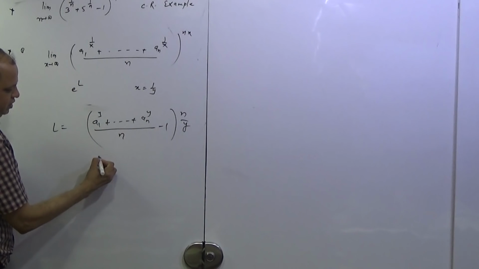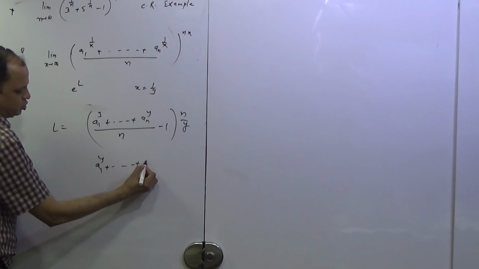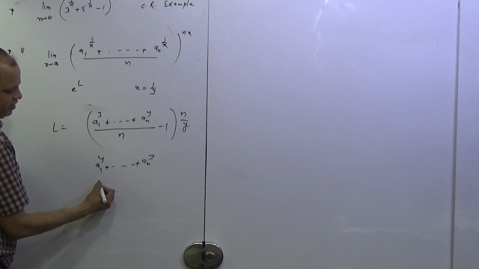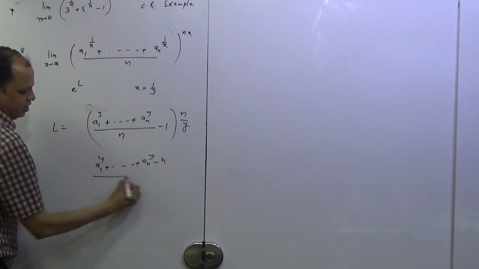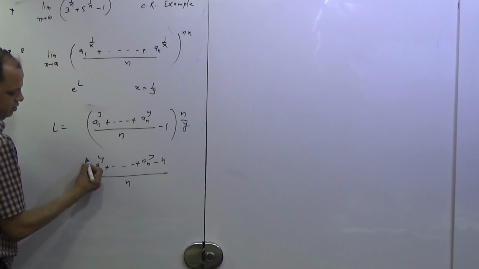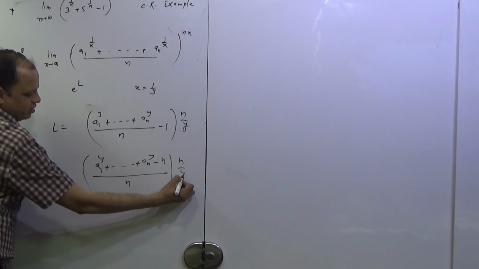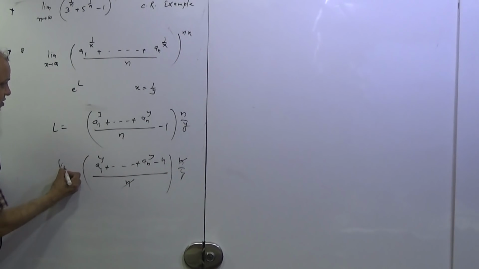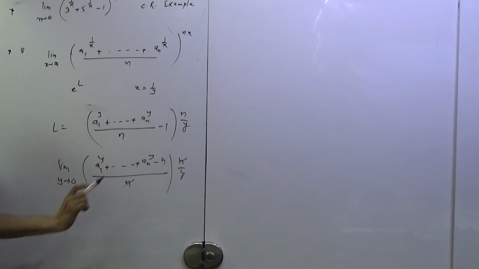a1 raised to power y up to an raised to power y, divided by n, gets cancelled out by the n by y. n gets cancelled, and what is the limit? y tending to 0. In this step you can differentiate and get the answer in one step, but you can still find it by the other method also.